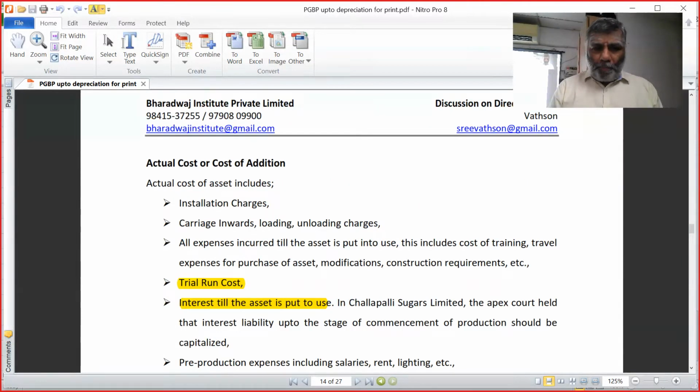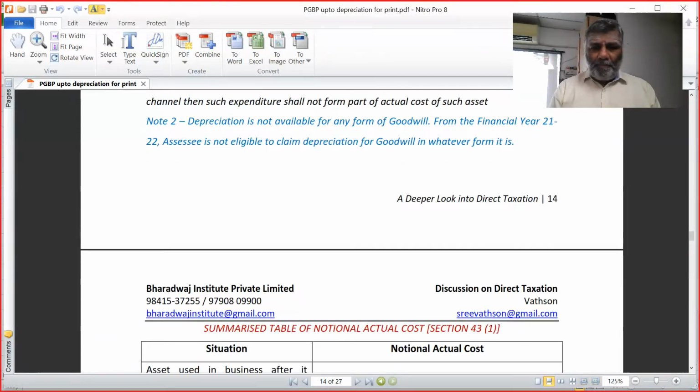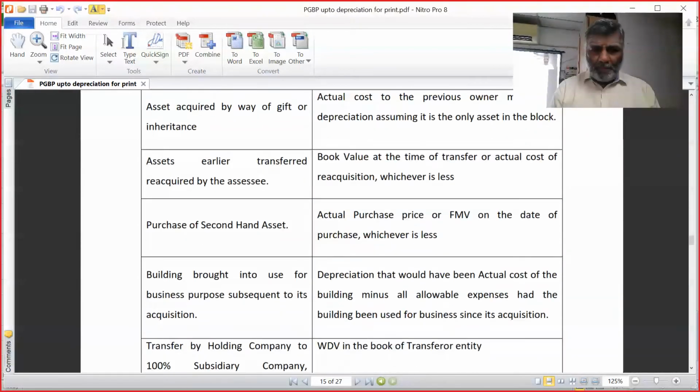The most popular cases amongst them is purchase of a second hand asset. What is the value that can be recorded for the purchase? For a second hand asset, what is the value? Actual price or fair market value, whichever is less.